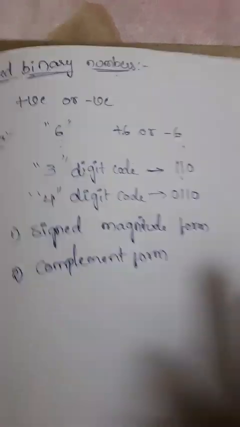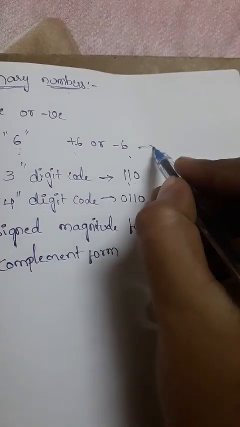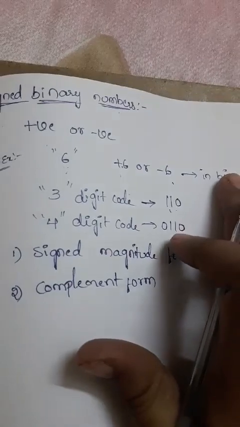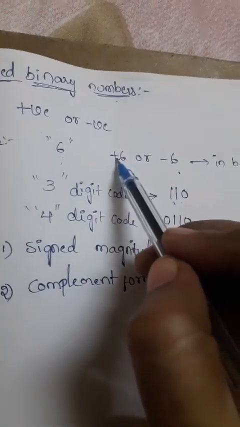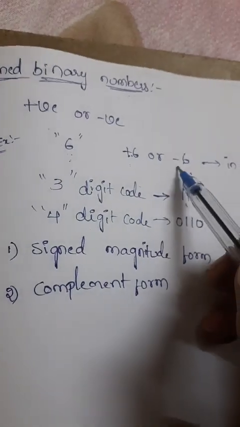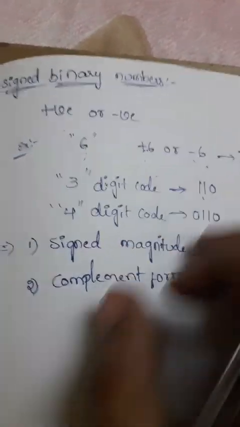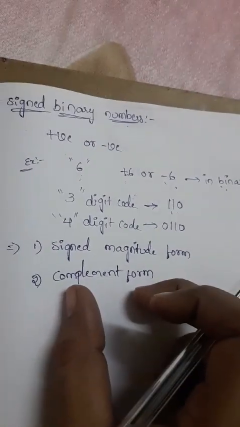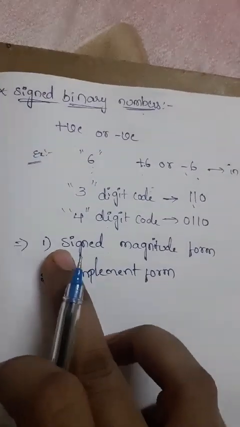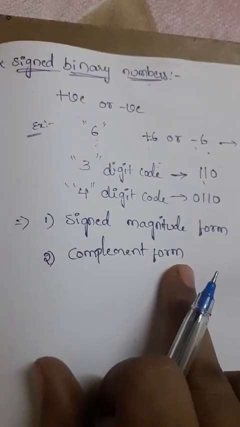To represent a positive number and a negative number in binary, we need to represent the plus sign and the minus sign in binary. By using these two forms we can implement positive and negative numbers. The types in signed binary numbers are signed magnitude form and complement form.